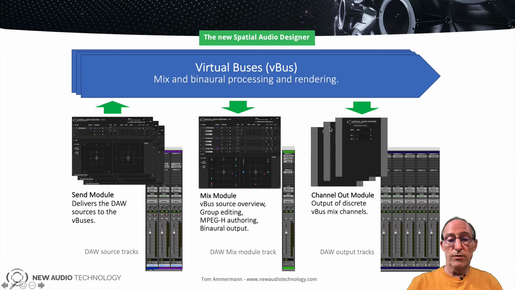And finally, you have the channel out modules placed in output tracks of your audio workstation, where you route the mixing channels, 5.1, stereo, 7.1, whatever, the way you want to make it. So you can work with mono tracks, stereo tracks.